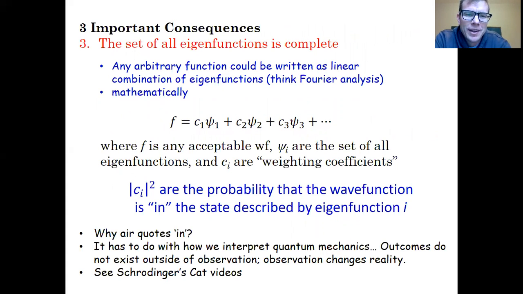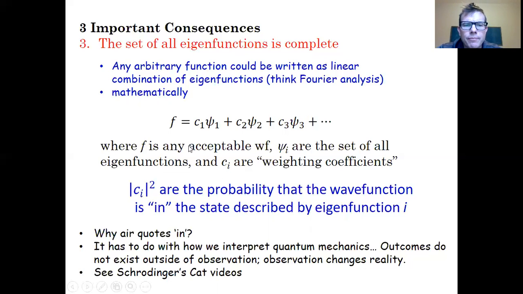The third important consequence is that the set of all eigenfunctions is complete. What does that mean? Well, any arbitrary function could be written as a linear combination of eigenfunctions. Right? So I could take any function I want and I could write it as a linear combination of eigenfunctions. If you've seen some Fourier analysis, that's an example. So think Fourier analysis.